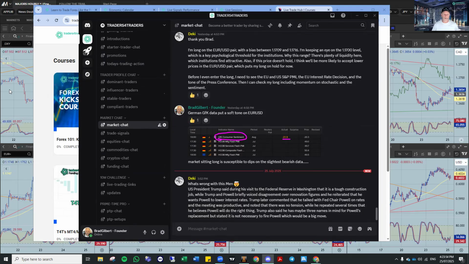There's four major profiles, right? And you would fit into one of these: a dominant trader, influencer trader, stable trader, or compliant trader. Our trader profile assessment will determine which one you are. It doesn't mean you have to trade a certain way, but it will allow us to align specific strategies with your personality.